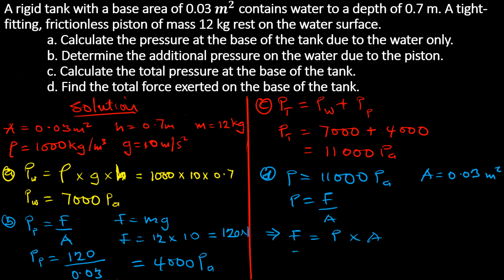So total force will be equal to total pressure, which is 11,000, times the area of the tank, which is 0.03. So total force will be equal to 330 Newton. So therefore, the total force exerted on the base of the tank is 330 Newton.